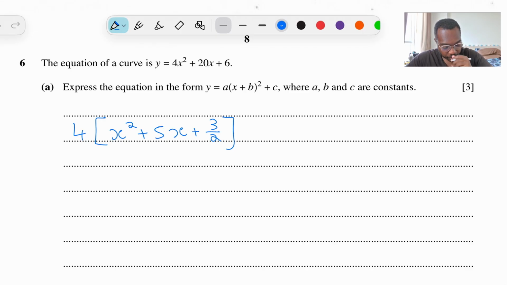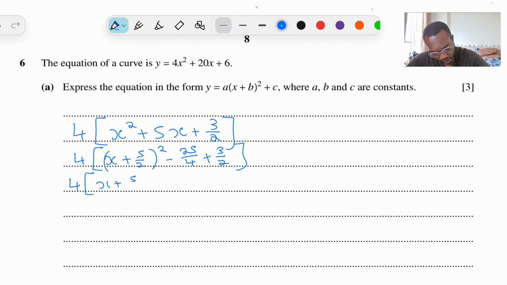So now we've got that. Now if we just complete the square, we get a 4, then in brackets we'll get x plus 5 over 2, and that'll be all squared, minus 25 over 4, plus 3 over 2. So we get 4, and then (x plus 5 over 2) squared, okay? And then this one will be minus 25 over 4 plus 6 over 4. So therefore we get 4(x plus 5 over 2) squared, and that will be minus 19 over 4.